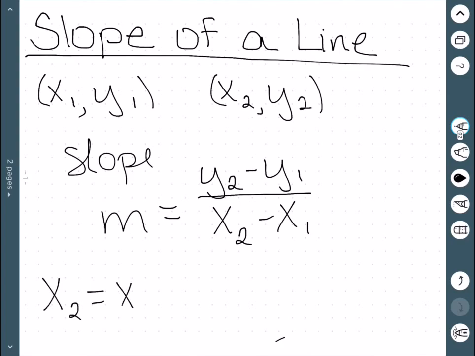If x2 is equal to x1, we do have a 0 on the denominator. And in this case, our slope is considered undefined. This corresponds to a vertical line. So using this formula can give us the slope as long as we have 2 points.